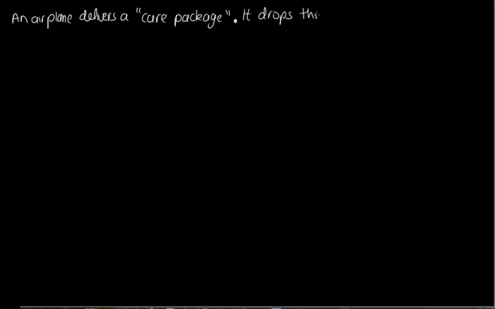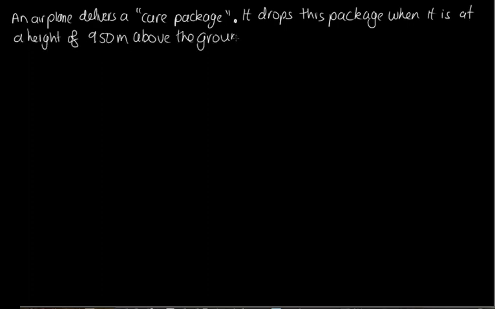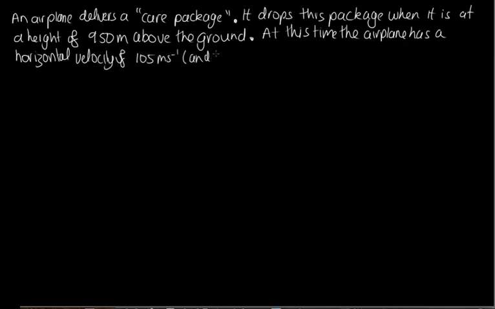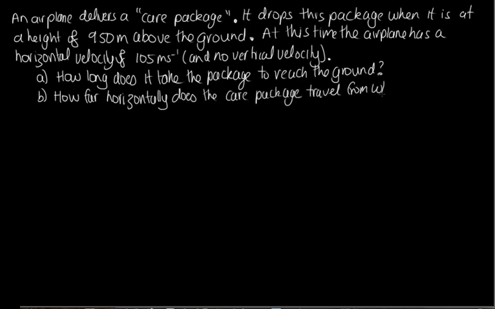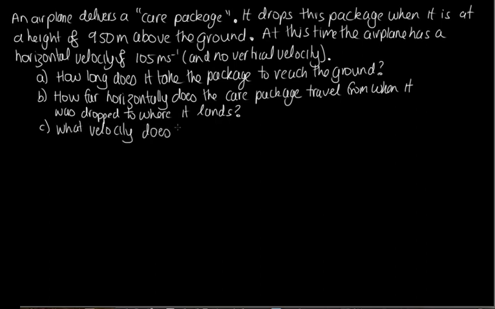So the question is, an aeroplane delivers a care package. It drops this package when it is at a height of 950 meters above the ground. At this time, the airplane has a horizontal velocity of 105 meters per second and no vertical velocity. Part A. How long does it take the package to reach the ground? Part B. How far horizontally does the care package travel from when it was dropped to where it lands? Part C. What velocity does the package hit the ground with?